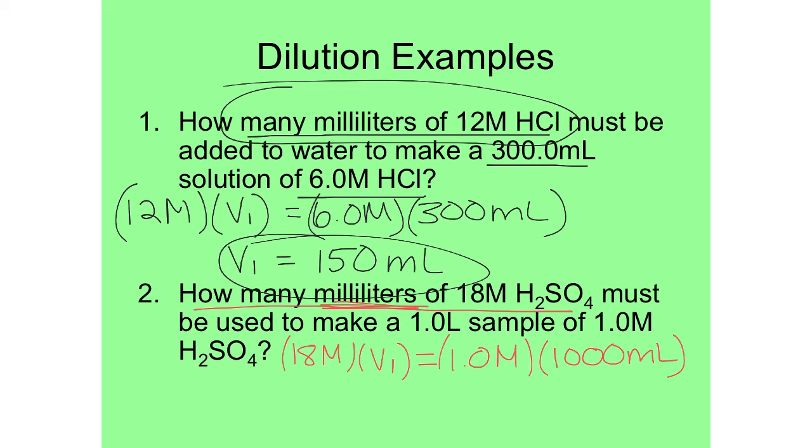So we have 1,000 divided by 18, and that would give us 55.6. With significant figures, it would be 56 milliliters. So I would add 56 milliliters of sulfuric acid to water, and that would give me a 1 molar solution.